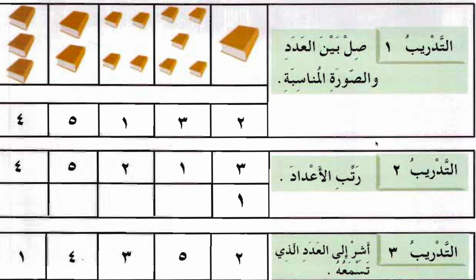So sil is to connect, and baina is between. Okay? So connect between al-adad. Al-adad is the numbers. Okay? Was surah, and the picture. So connect between the number and the picture that's appropriate.